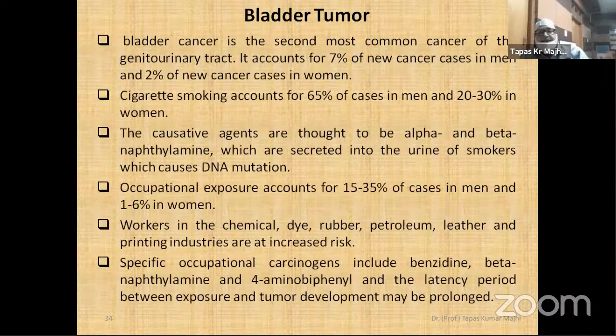Workers in chemical dye, rubber, petroleum, leather, and printing industries are at increased risk. So there is also a protocol for annual health checkup of workers exposed to such high risk professions. Specific occupational carcinogens include benzidine, naphthylamine, 4-aminobiphenyl, and the latency period between exposure and tumor development may be prolonged.